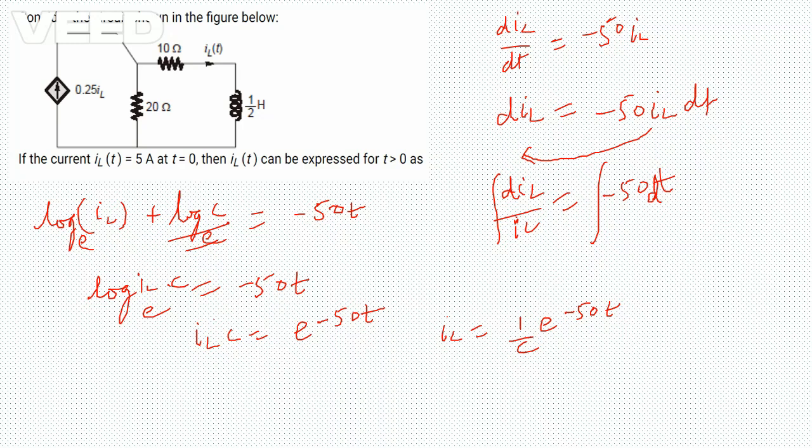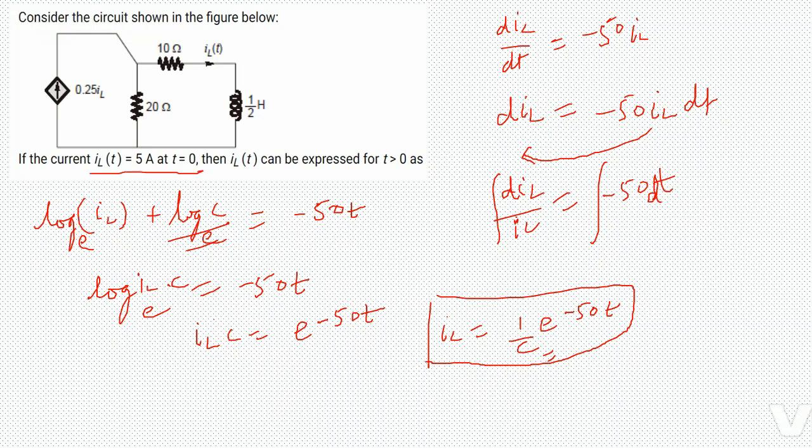Now the expression of IL is with me. The only thing left is finding the value of C, which can be found with the help of the initial condition, which is IL of t equal to 5 amps at t equal to 0. So substituting that, I get IL at 0 is equal to 5, which is equal to 1 by C into e power 0, which is equal to 1. So from here C is equal to 1 by 5.